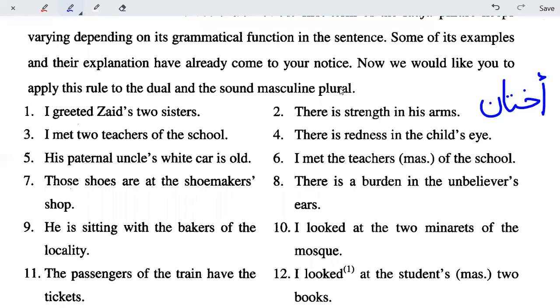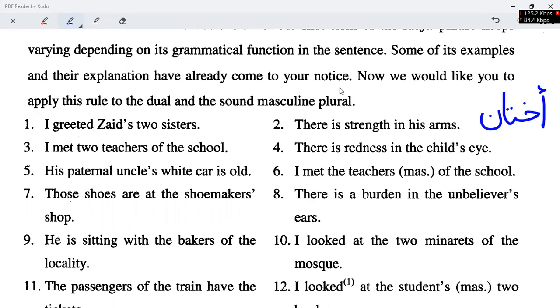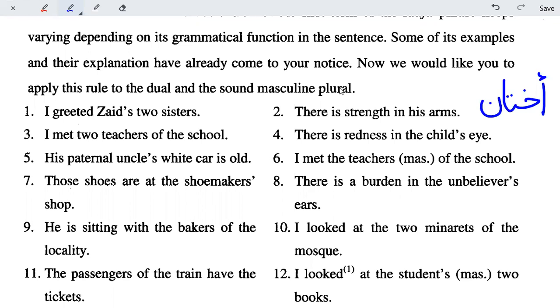Met means kabal to. Kabal to ustad. Kabal to muallimul madrasa. So what is the Arabic for two teachers? Muallimani. Muallimani is marfu. But here, because of met, it is maful bihi mansub. So what is the mansub form?